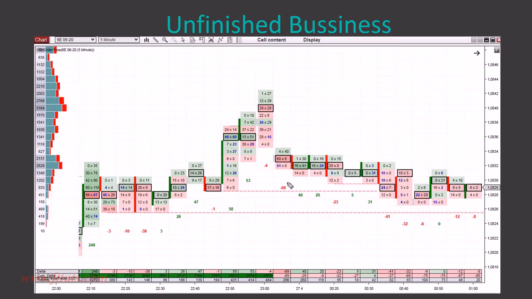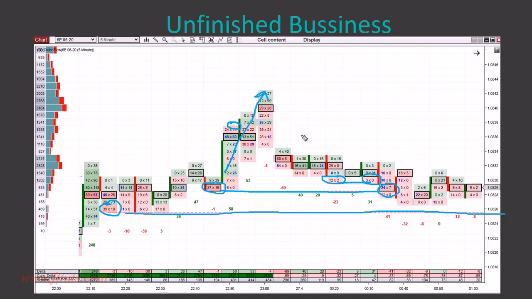In this example, there are 4 unfinished businesses. If we start from left, then there's this one, which gets tested probably somewhere in the future. Then there's this one. It gets covered in here. Then this one gets covered in 10 minutes, pretty fast. And also this one, which got covered immediately, so I wouldn't really call it an unfinished business, because this is just where another candle started and the price just covered that unfinished business.